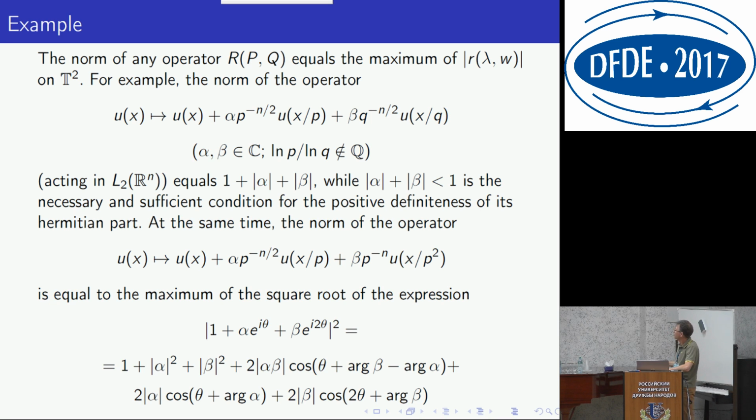At the same time, if we put here p squared instead of q, where p squared might be arbitrarily close to q, then the norm of this operator is equal to the maximum of the square root of this expression. You don't need to look carefully. The idea is very simple. Here we have 1 plus alpha lambda plus beta lambda squared. That's all. The difference is two independent variables on the torus versus one independent variable on the circle. It's lambda squared. Very simple.